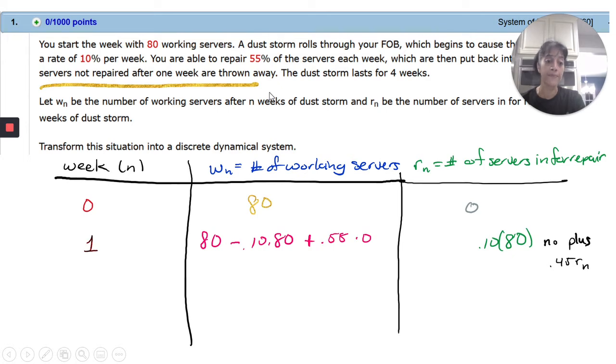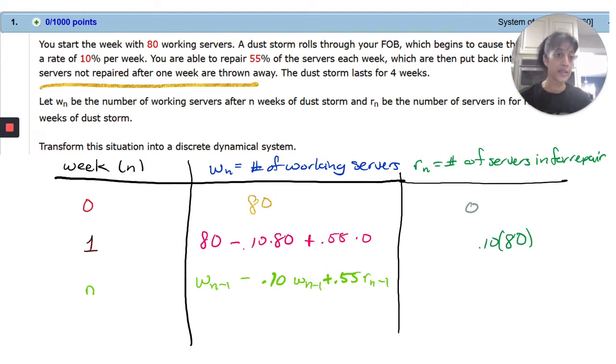They're just thrown away. So now I'm ready to do the nth step, because if I can do one step, I can do n steps. If my week was n, I would just repeat this process. This 80 was W sub n minus 1. So wherever I saw 80, I'm going to replace it with W sub n minus 1. This 0 was R sub n minus 1. So I'm just going to replace the 0 with R sub n minus 1. And now I have the equation for W sub n.